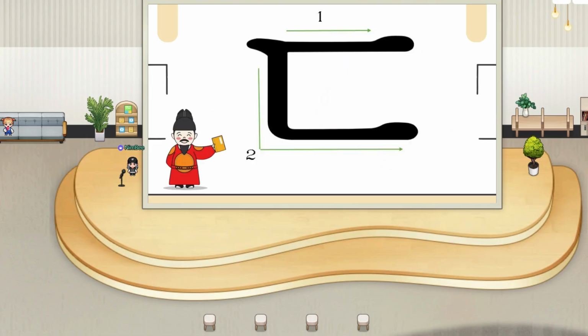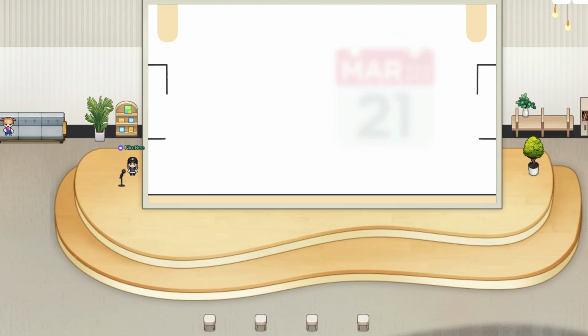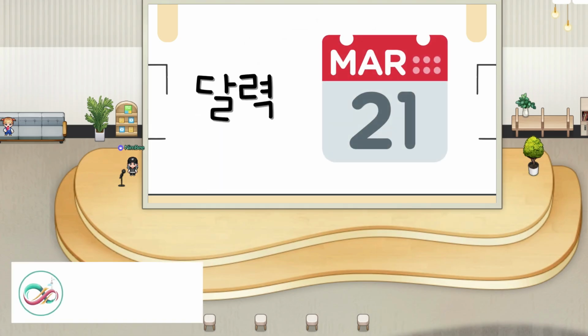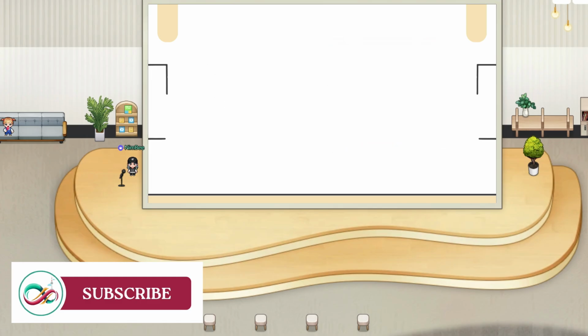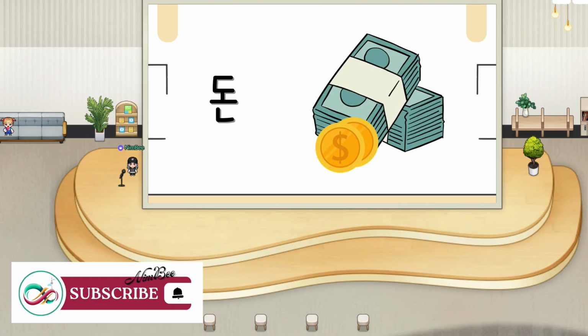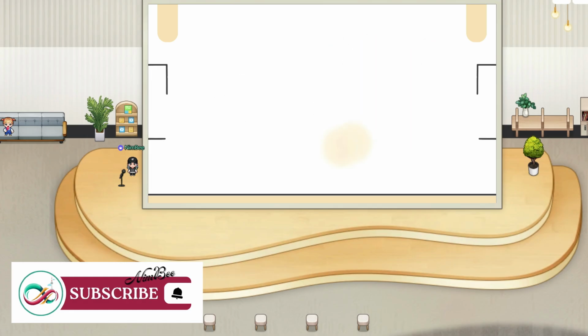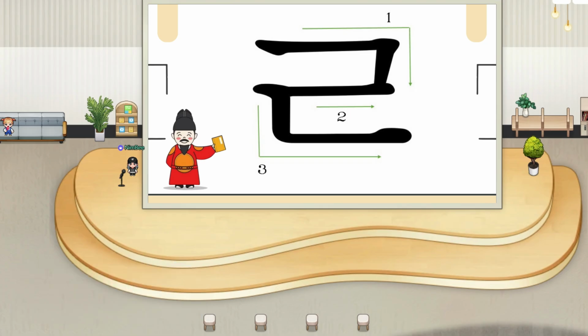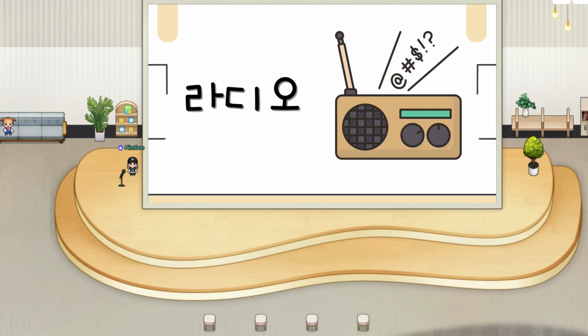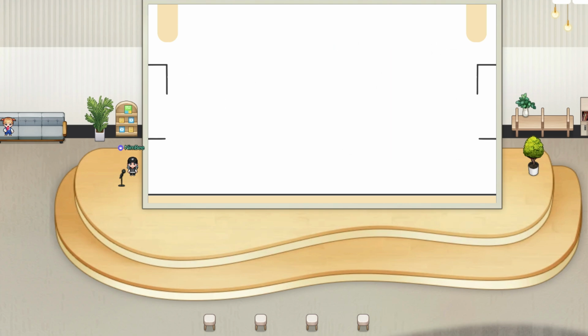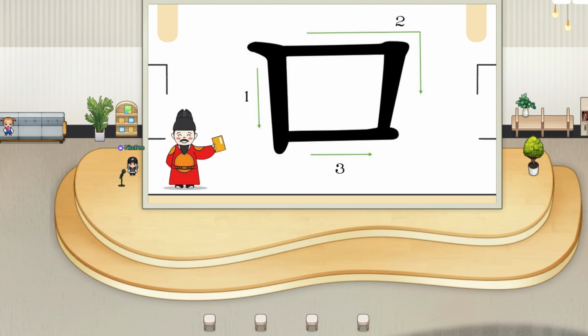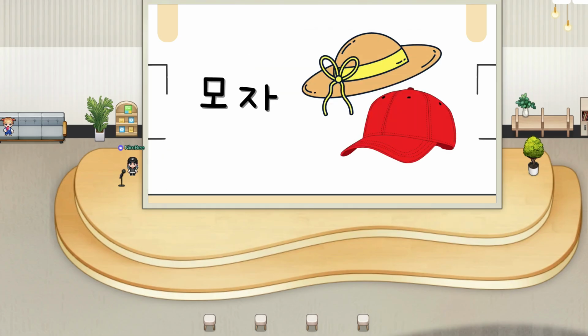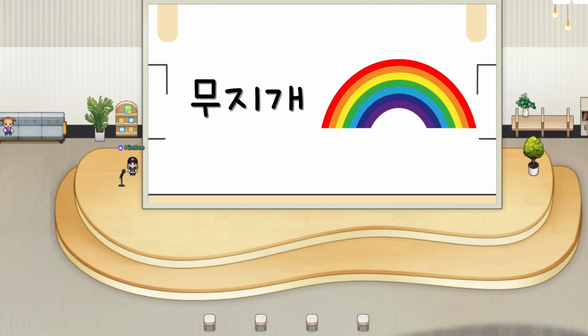Next letter is 디귿. The first example is 달력, which means calendar in English. And the next one is 돈, money. Let's go to the next one. 리을. This letter sounds like le and re, like 라디오, which means radio, and 라면. Next letter is 미음. Has the sound me. 모자, hat. 무지개, rainbow.